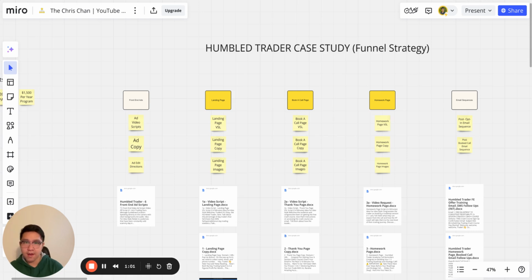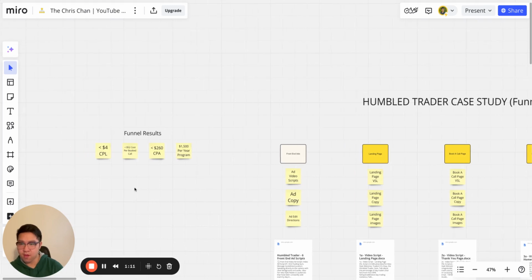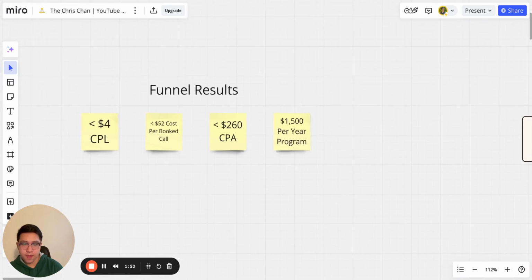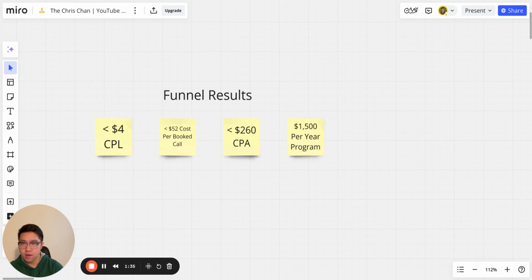What we did was the ad funnel and the front end ads, the ad creative, the email follow up sequences, and everything that you would technically need to hit these exact metrics, which is that we got a $4 cost per lead, less than $52 cost per book call, $260 CPA, and this was for a $1,500 per year program. So you can do the math on what that CPA looks like to the actual ticket price of the program and how much we were essentially paying for acquisition for each of these clients.